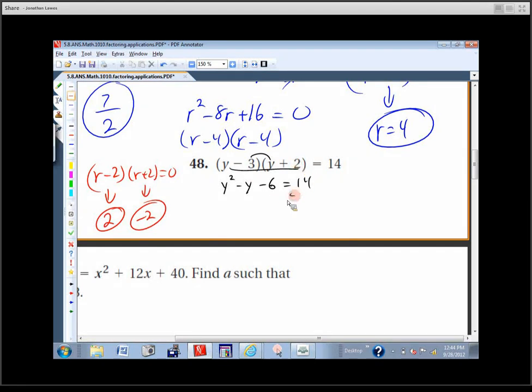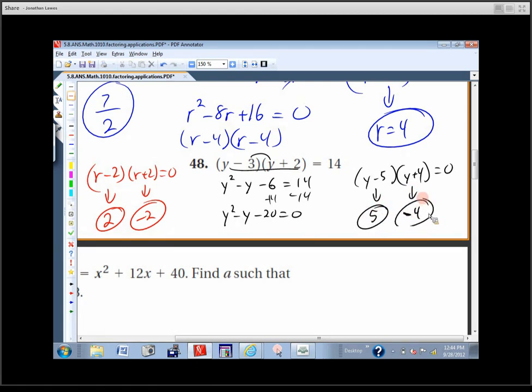Now set it equal to 0, so we're going to subtract 14 from both sides. So this is going to be y squared minus y minus 20 equals 0. And that better be an easy trinomial. We've actually done that one in class. We're looking for two numbers that multiply to be negative 20 and combine to be negative 1, negative 5 and positive 4. So the solution that comes from this factor, 5, and here, negative 4. Okay, any questions?